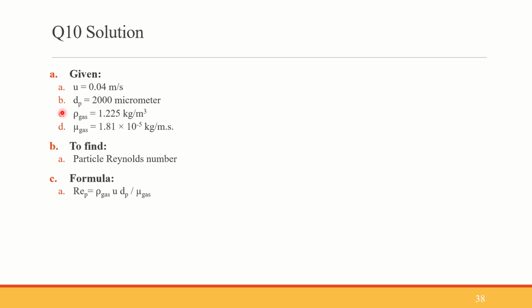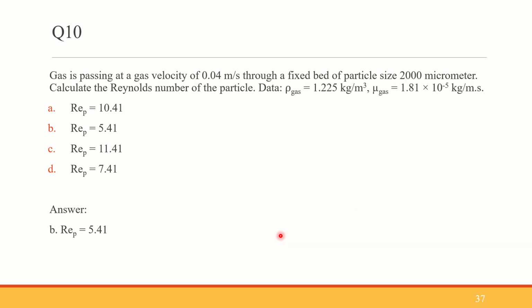So rho is 1.225 kg per meter cube, u is 0.04 meter per second, dp is 2000 micrometer, 2000 into 10 power minus 6 meter, mu is 1.81 into 10 power minus 5 kg per meter second. So calculation: 1.225 into 0.04 into 2000 into 10 power minus 6 divided by 1.81 into 10 power minus 5. So the answer is 5.41. So the answer to the above problem is 5.41. That is option B is the right answer.